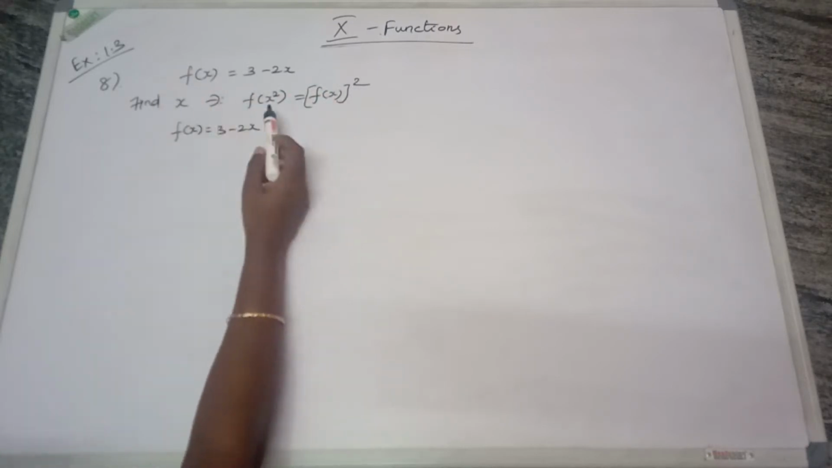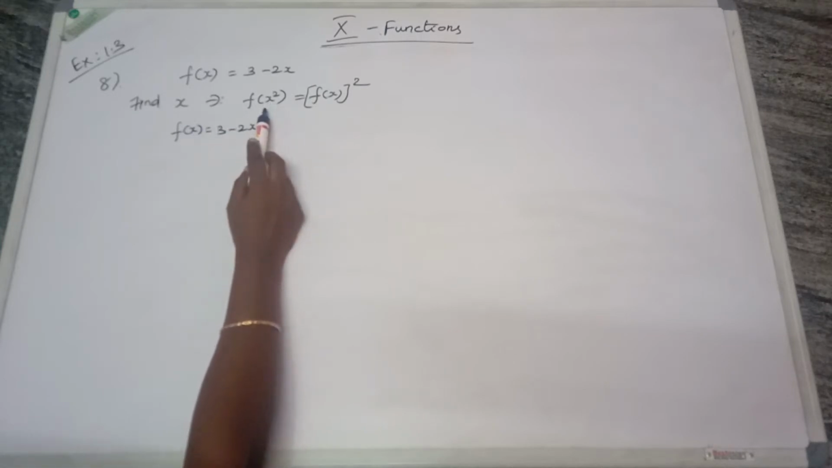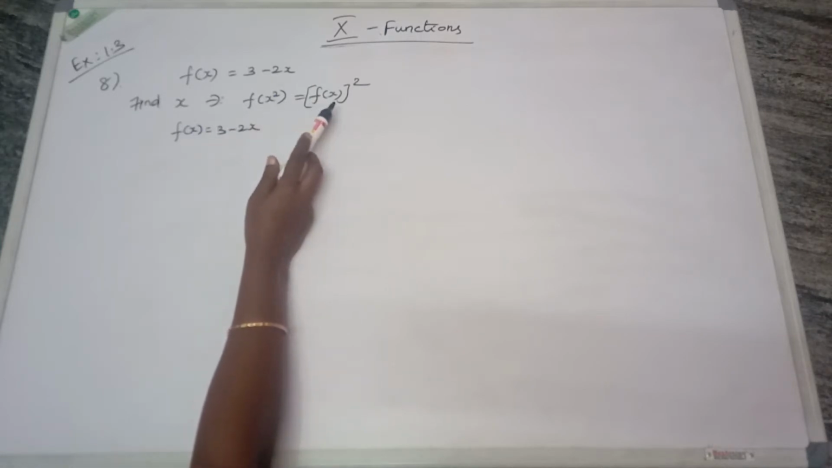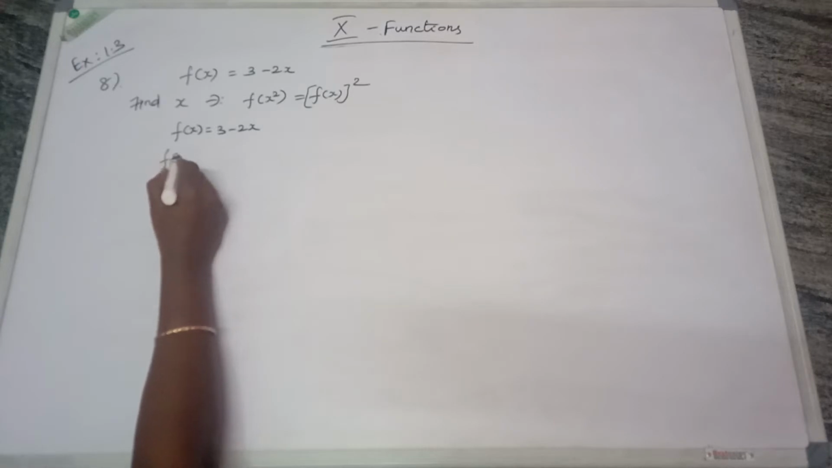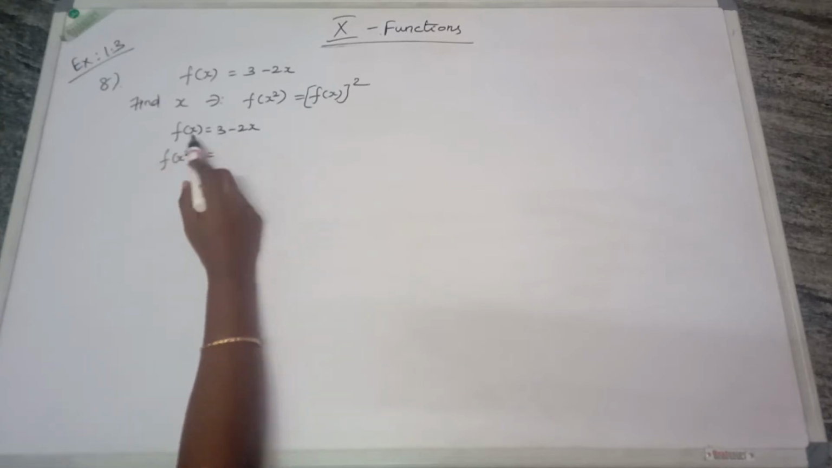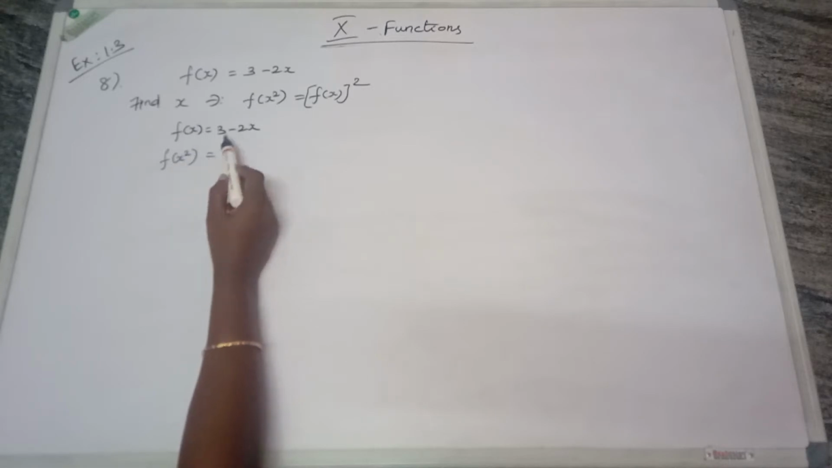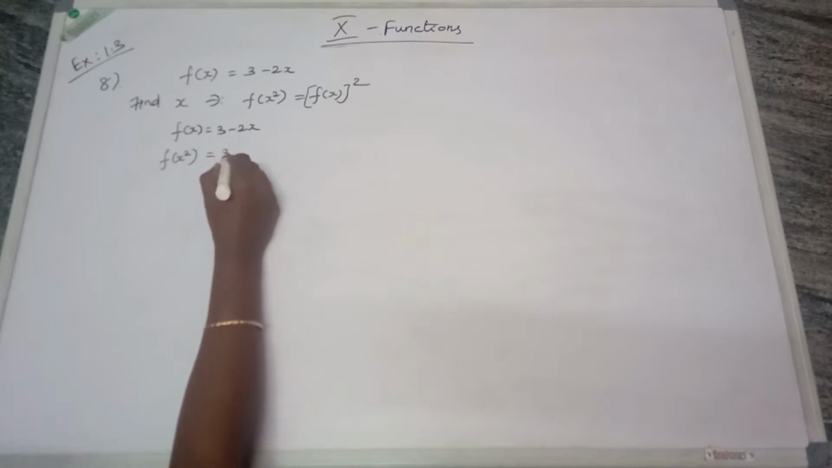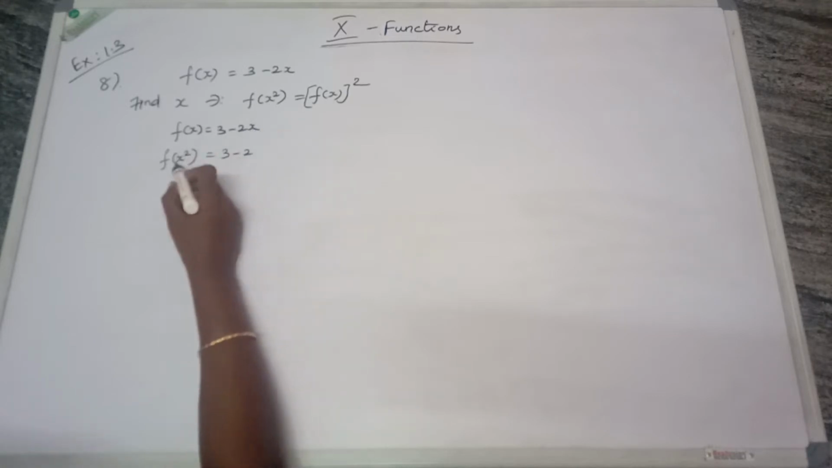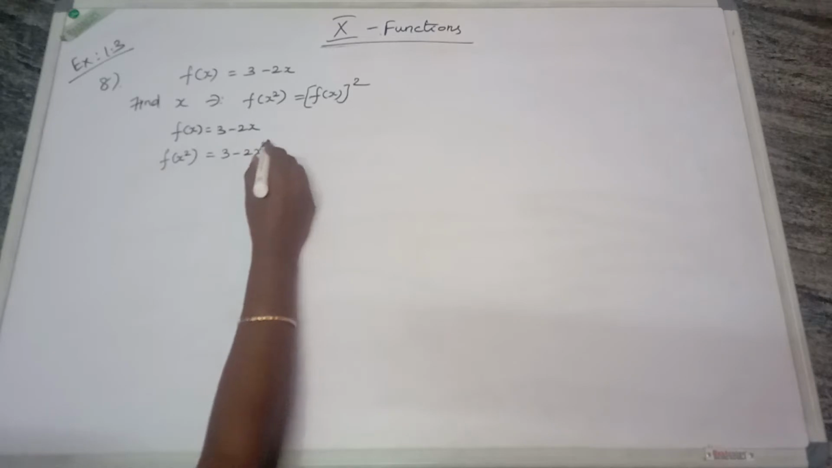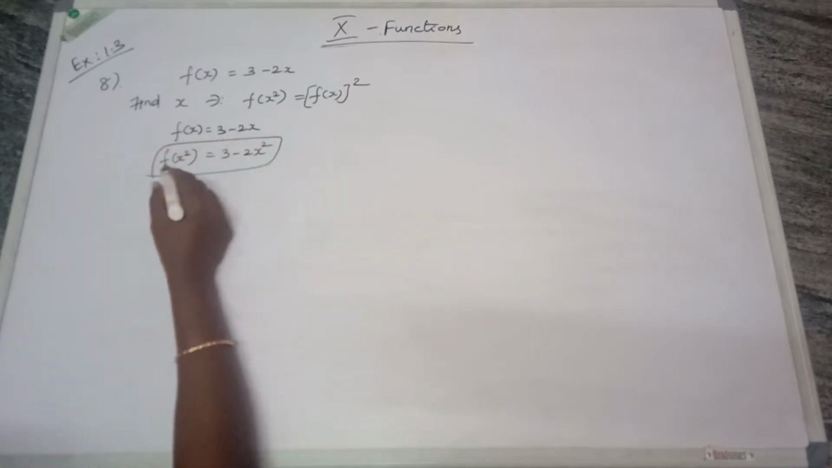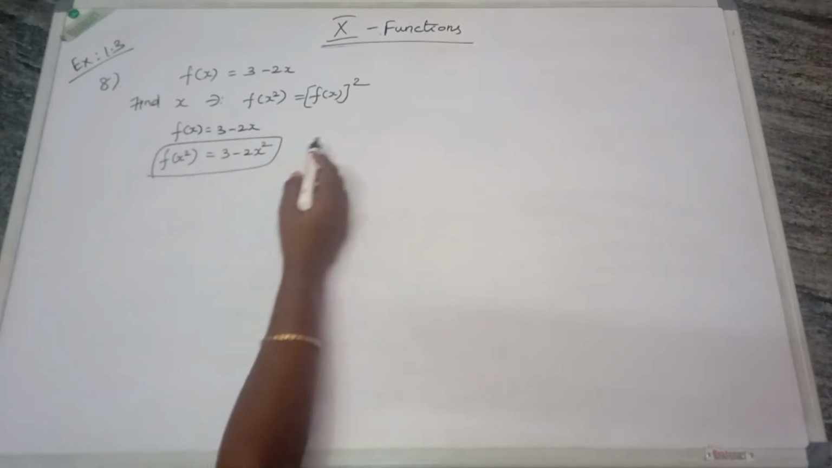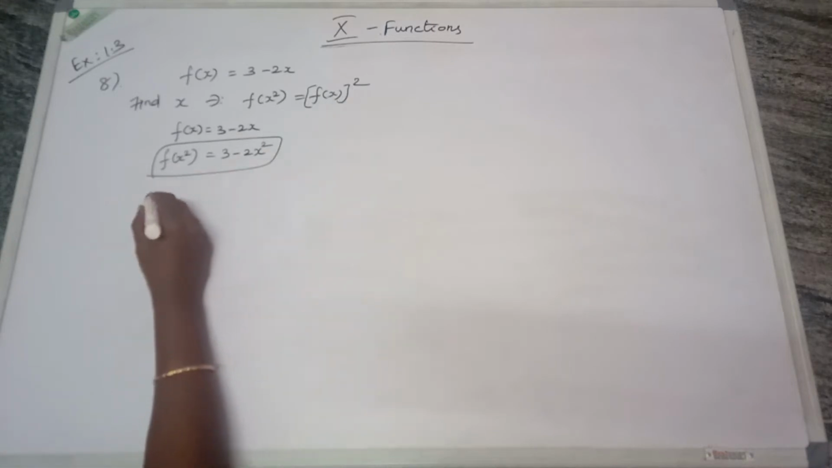So first of all, we have to find out the value of f of x square as well as f of x the whole square. First we have to find out f of x square value. In the place of x, we have x square. So we have to substitute x square in the right side. So 3 minus 2, in the place of x you have to substitute x square, so 2x square. This is the value of f of x square. Now we have to find the value of f of x the whole square.